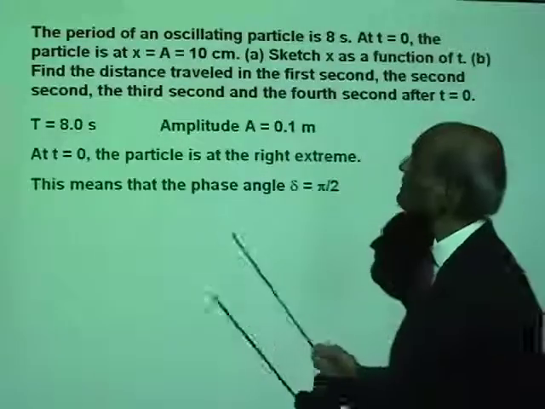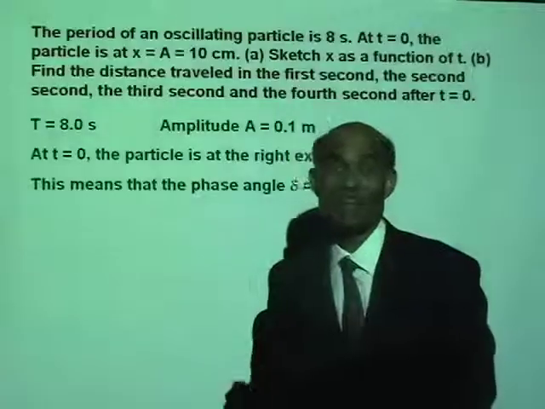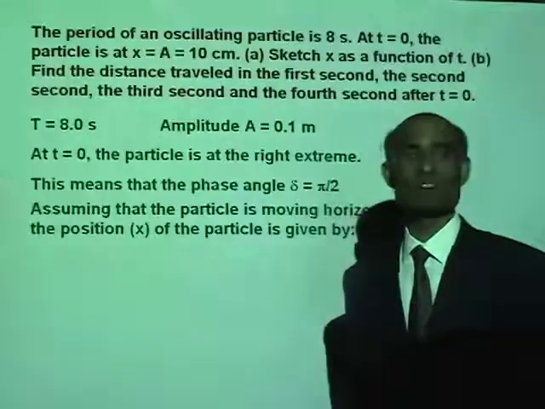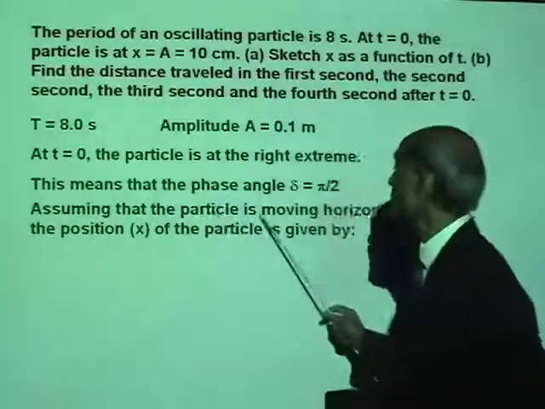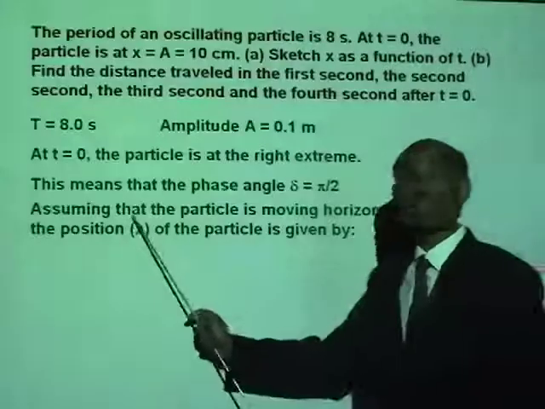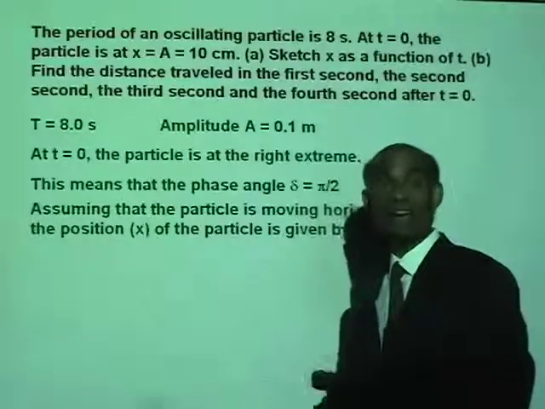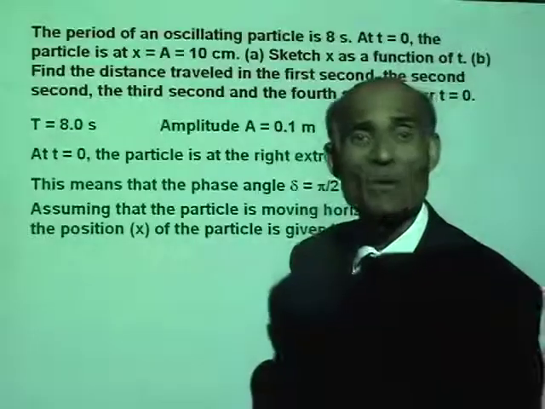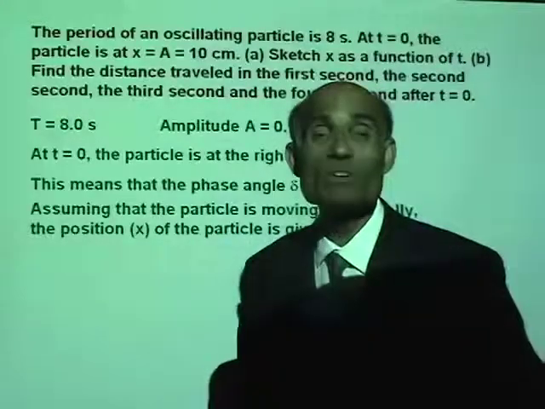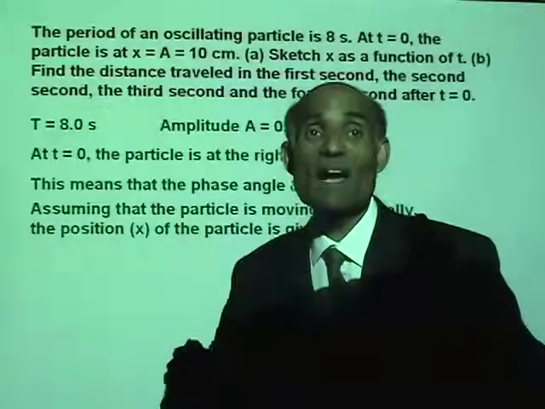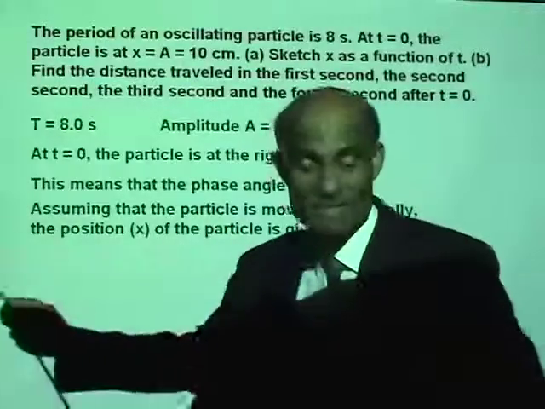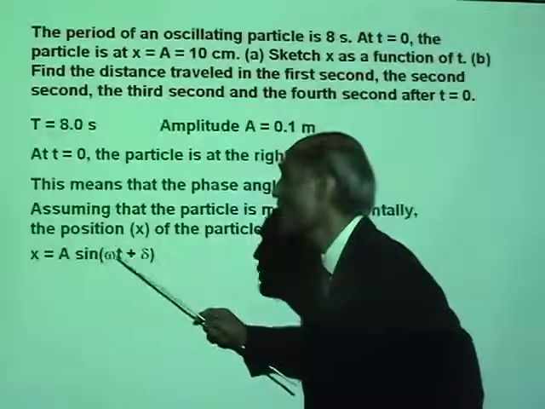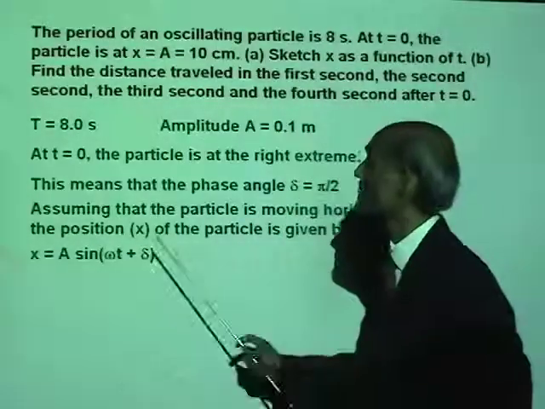And therefore, can you write the equation? What is the equation of the position function? Assuming that the particle is moving horizontally, the position function x will be given by, alright, I would like you to write that down. x equals a sine of omega t plus delta. x equals a sine of omega t plus delta.